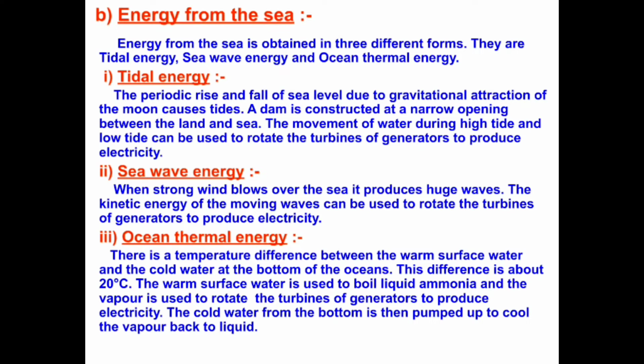Energy from the sea. Energy from the sea is obtained in three different forms. They are tidal energy, sea wave energy, and ocean thermal energy. First, tidal energy. The periodic rise and fall of sea level due to gravitational attraction of the moon causes tides. A dam is constructed at a narrow opening between the land and sea. The movement of water during high tide and low tide can be used to rotate the turbines of generators to produce electricity.